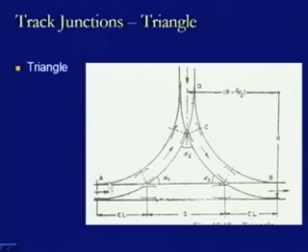Similarly, there will be three switches, one at this A location, one at this B location, and one at this D location. So, these are the locations of switches, and accordingly we have to provide the wing rails and check rails wherever the crossings have been provided. So, this is a typical diagram of a triangle which is used to change the direction of a locomotive.